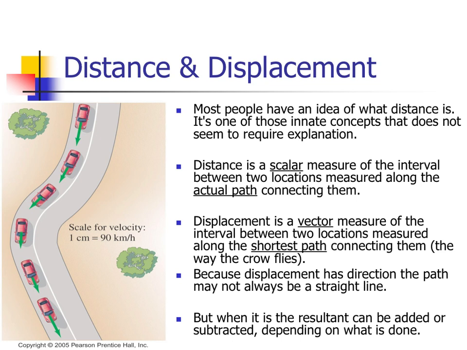Distance is a scalar measurement. Displacement is a vector measurement. Distance is the actual path. Displacement is the shortest path. As I have there, it is kind of as the crow flies. Not always going to be a straight line.